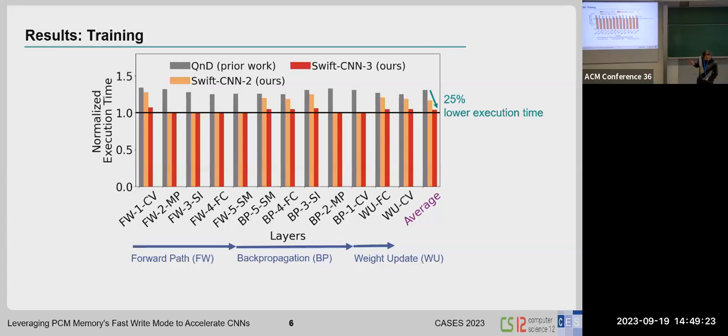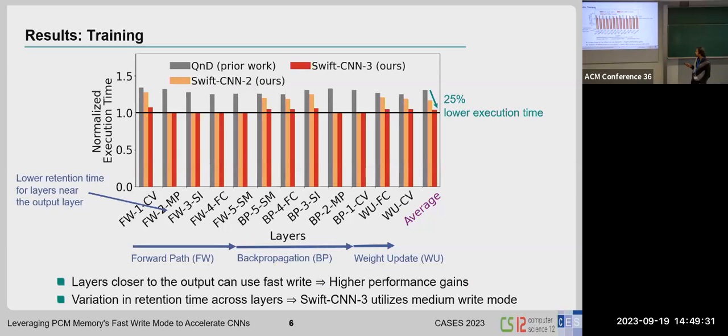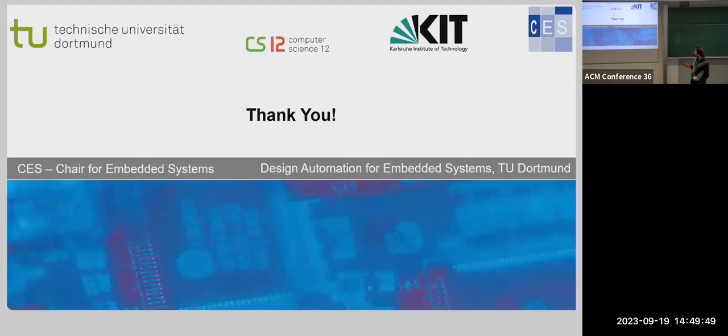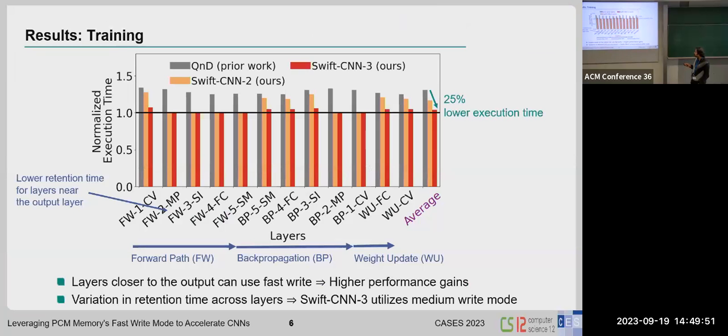I'll quickly go through the results for training as well. In training, as we discussed in the previous slides, we have retention time varying across the outputs. So we show the execution time behavior for the forward path outputs, then the backward propagation, and the weight update. As we discussed, the layers nearer the output require lower retention time, and they might use fast writes. For layers nearer the output, you will see that we get more gains as compared to the state of the art.